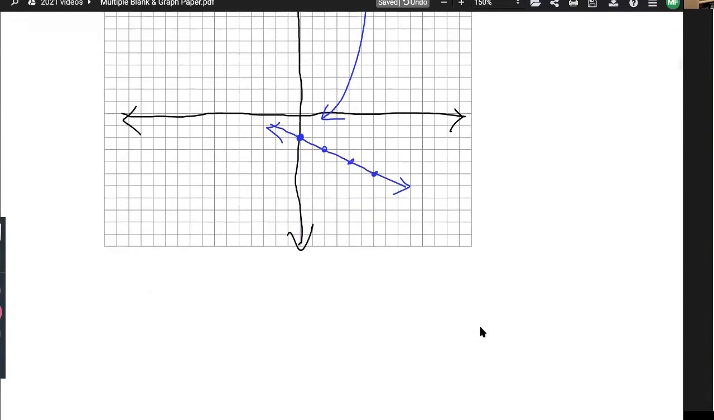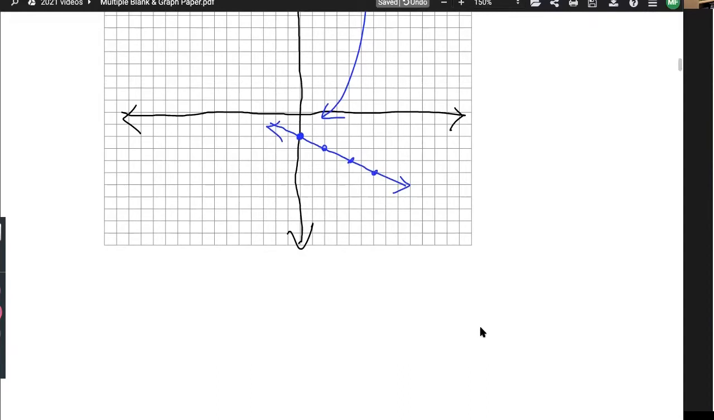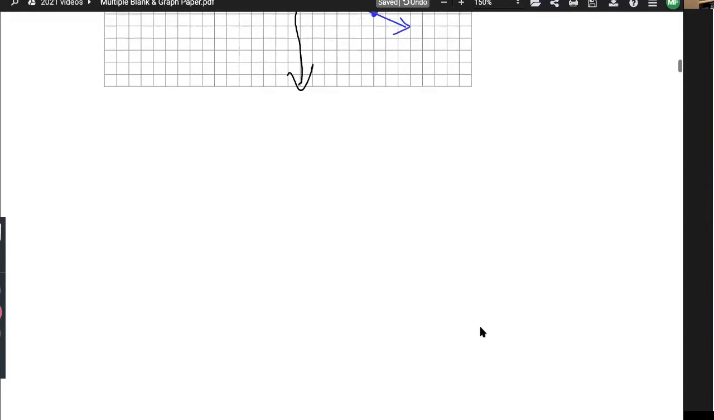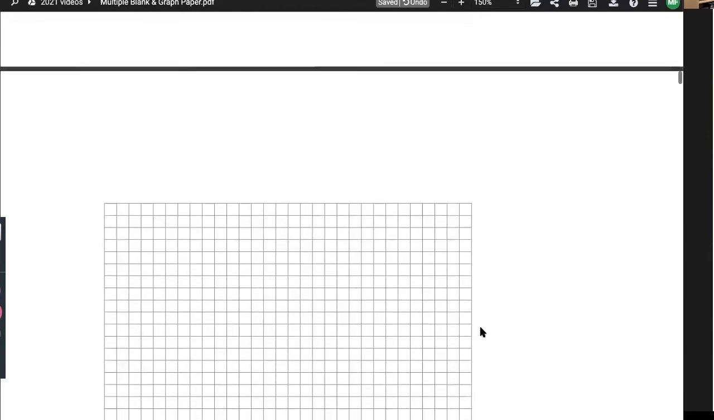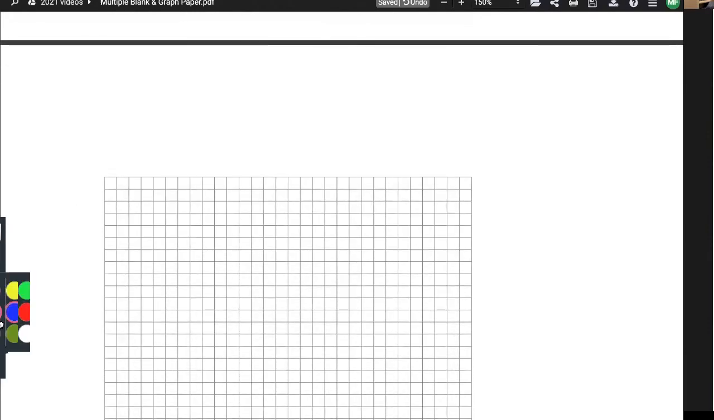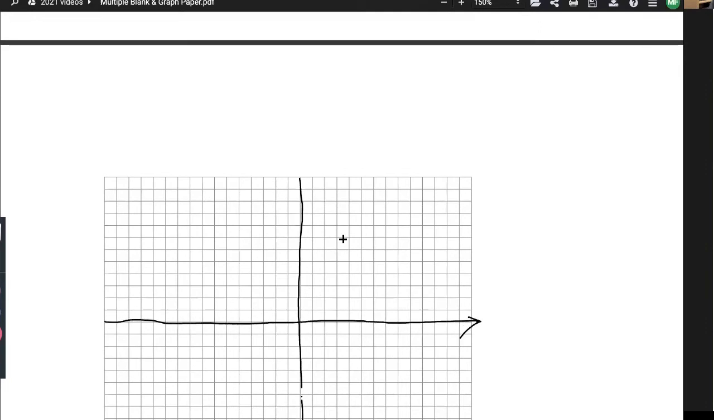Okay, now the next part is you going the opposite direction. So you have to decide what the equation of this line is. Okay, so let me draw an equation. So I'll draw a couple here, and we'll try to figure it out together.